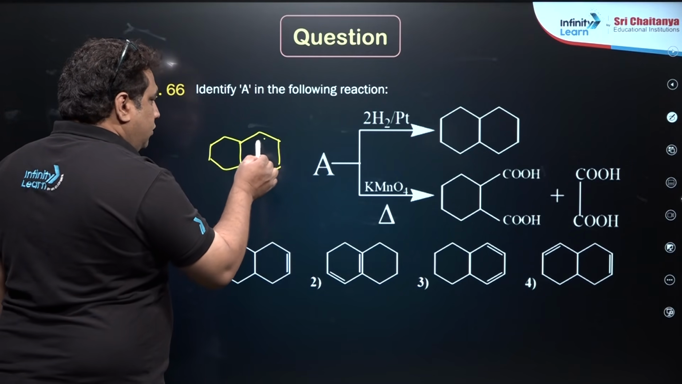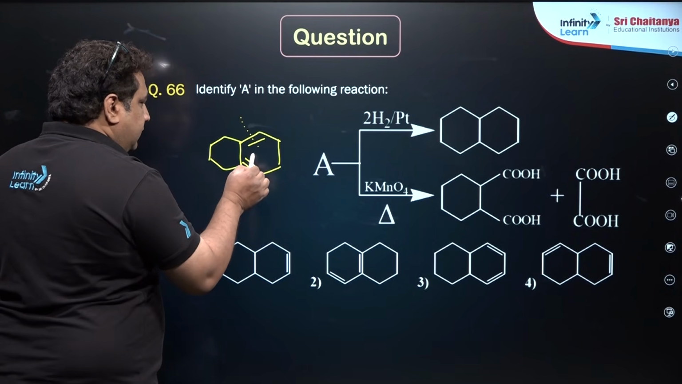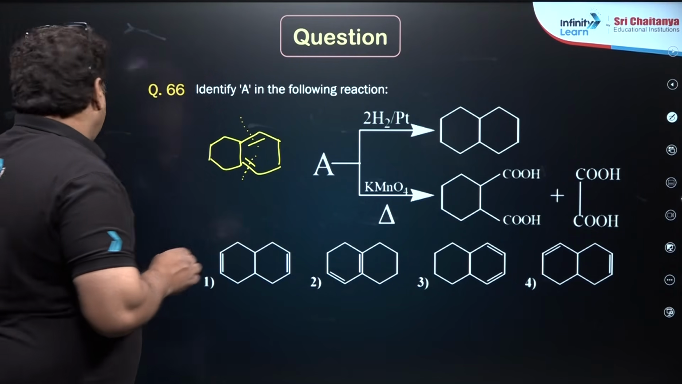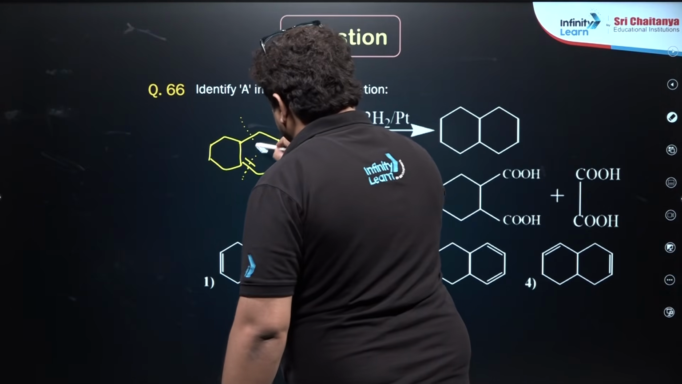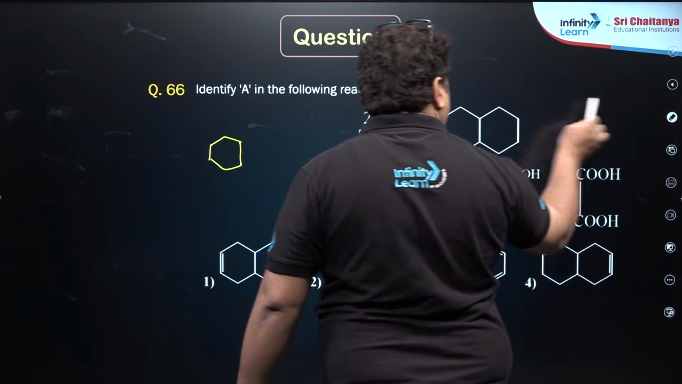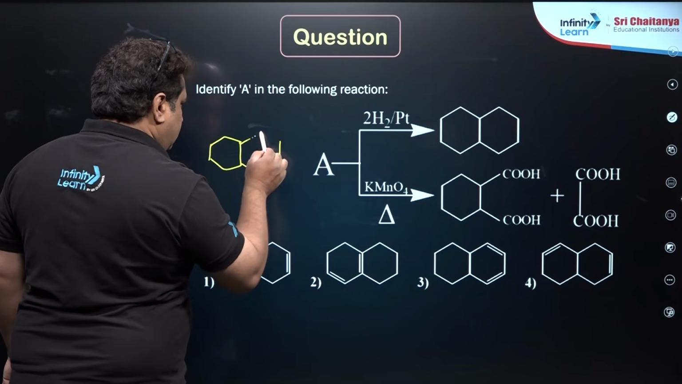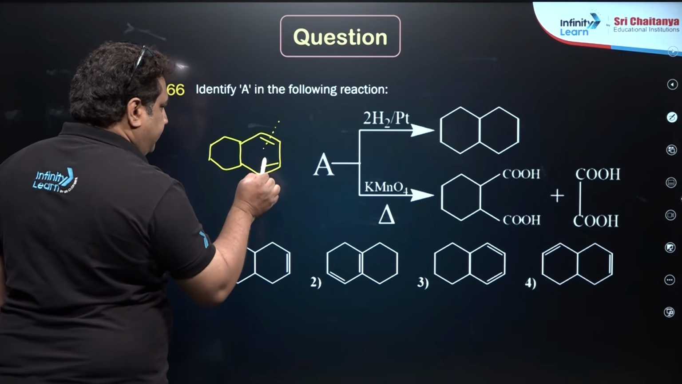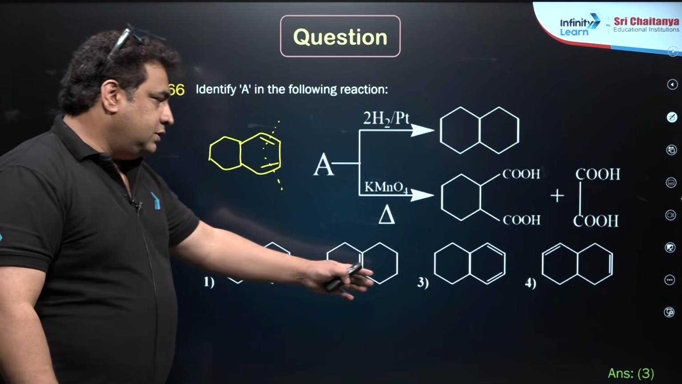That means the double bond should be here. So hence they are disconnected from here. Right? Oh, sorry, I made a mistake there. They should be here, because, yeah, right, hence the only possible answer is option 3.